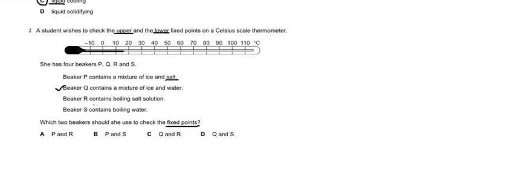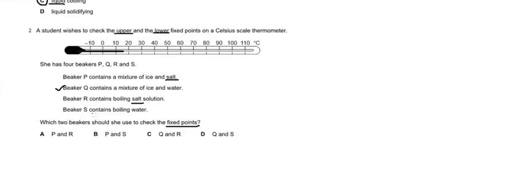Beaker R contains a boiling salt solution. Here again, salt is added to the water. If you add salt to the water, the temperature can fluctuate. It can go beyond 100 degrees Celsius. That's why we can't use Beaker R.